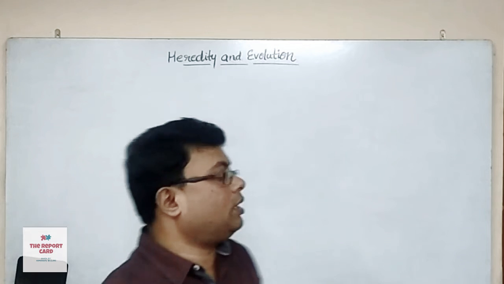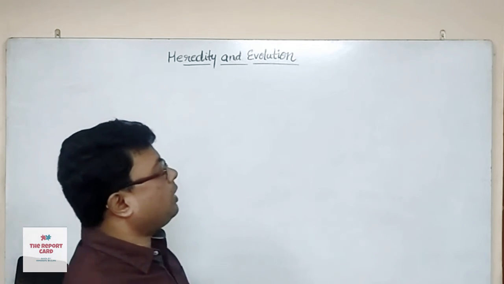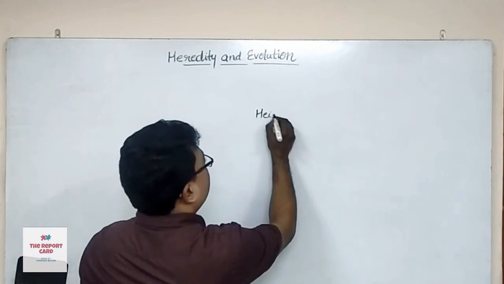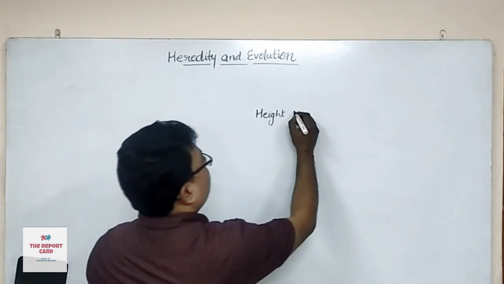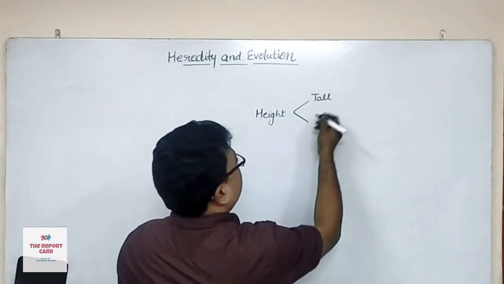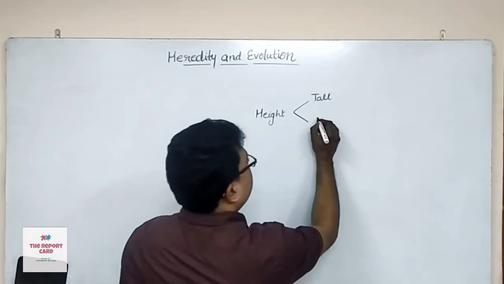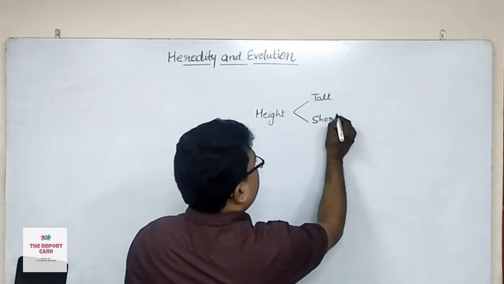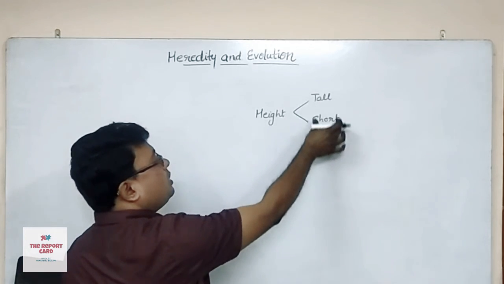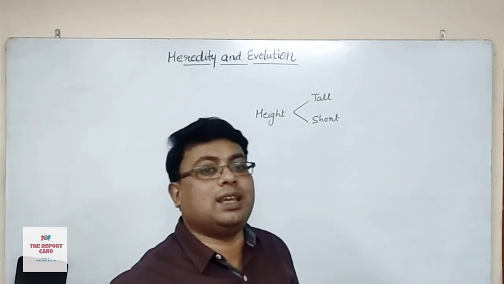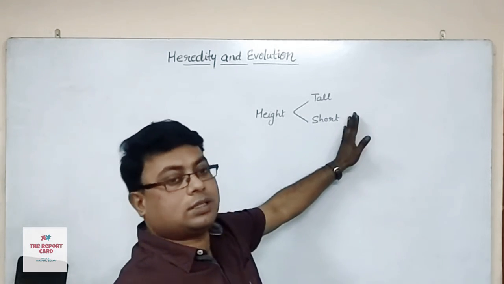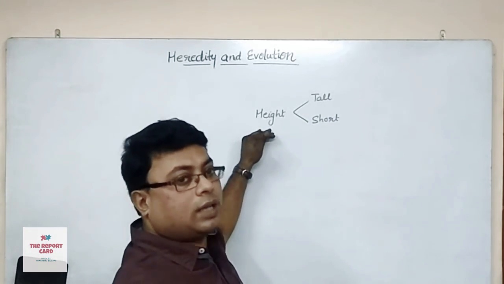For example, I'm going to take one character, that is height. Now this height of the plant or any organism can have two traits. It can be tall, it can be short. So now I have to study the inheritance of these two traits or these two alleles, a single pair of traits or two contrasting traits for a particular character.